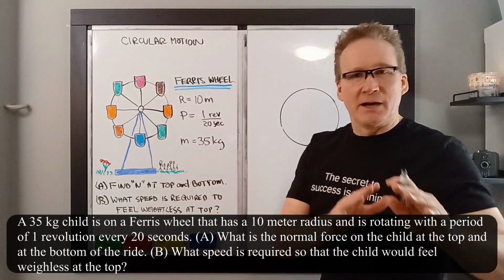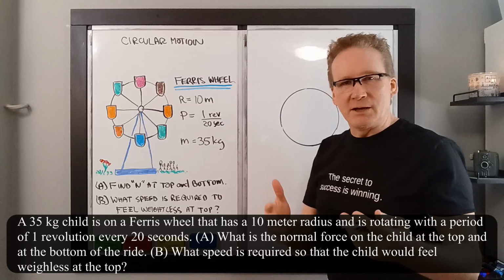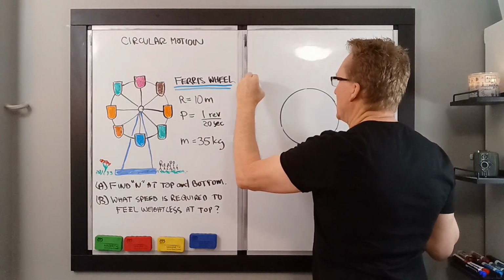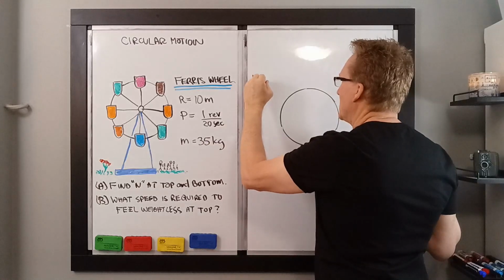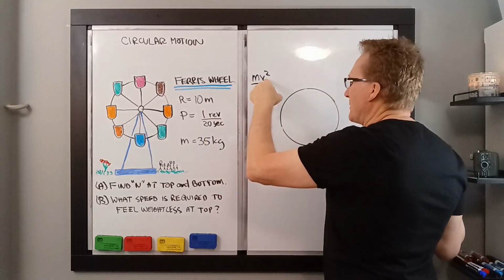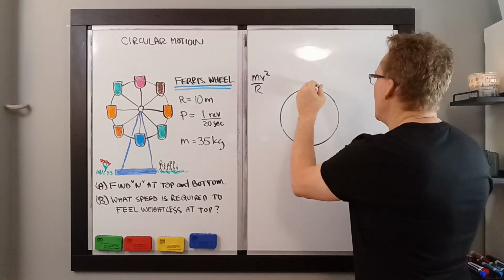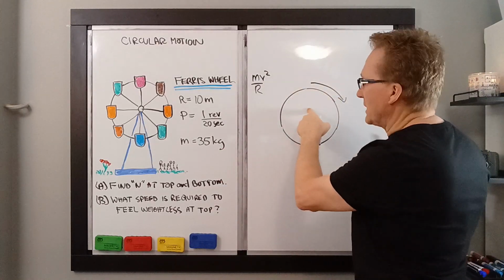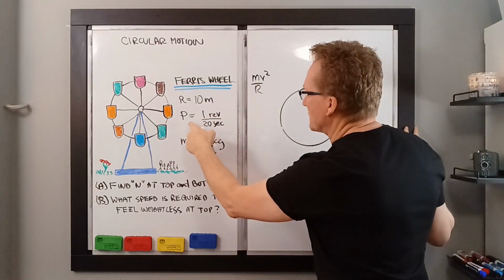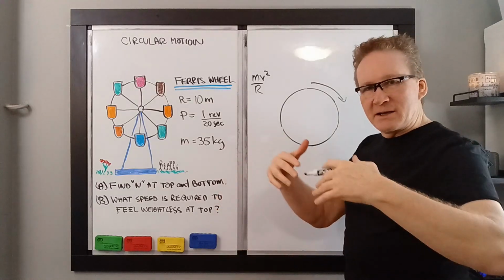Now to analyze this, we're going to need a couple of different things. And obviously, since it's circular motion, we're probably going to need our mv squared over r. We're going to need m, well, we have the mass of the child, and v squared over r. We have the radius that's given to us, but we don't have the velocity of the Ferris wheel, so we'll need to calculate that. Here I've drawn the same Ferris wheel image, but without the buckets on it, and we're told that it goes around one full revolution every 20 seconds. We want to find the velocity.